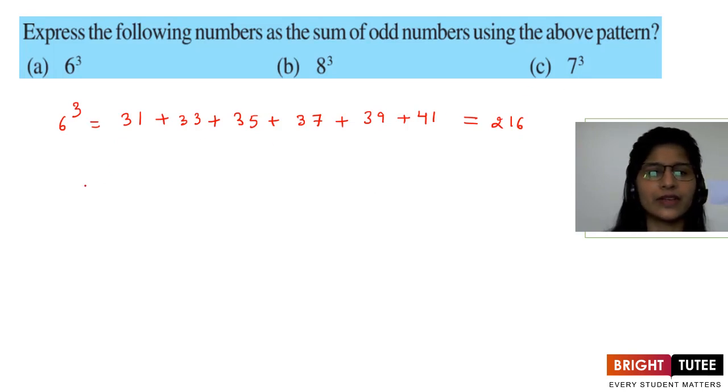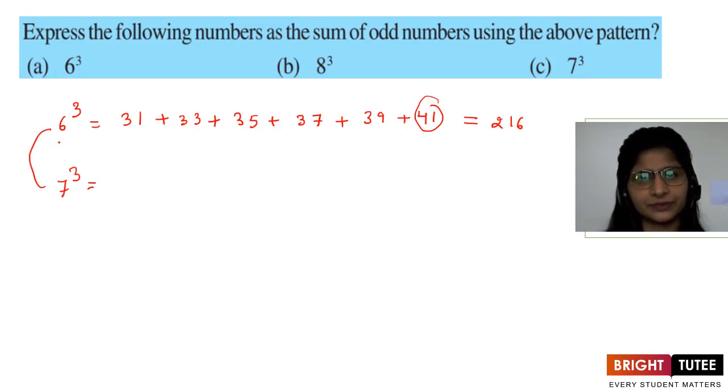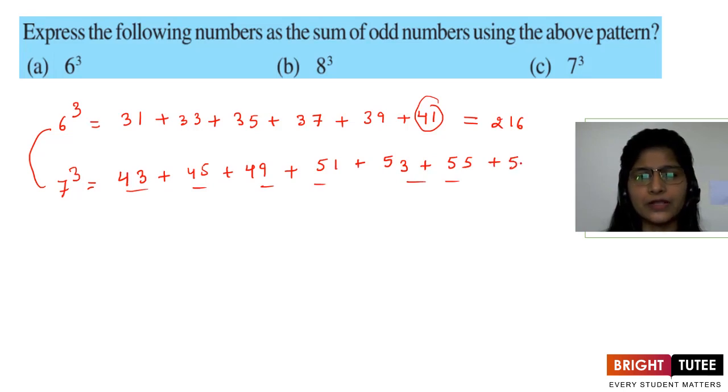Now let's try with 7 cube first. At what number did 6 cube end? 41. So you can also check, 6 sevens are 42. Just add 1 to that. So from 43 we have to start. 43, plus what is the next one? 45. The next is 49. Next is 51. Next 53, and after 53 we have 55. Have we done 7? 1, 2, 3, 4, 5, 6. So 55 plus 57 will also come up. When we add them, we get the cube of 7. What is the cube of 7? It is 343.